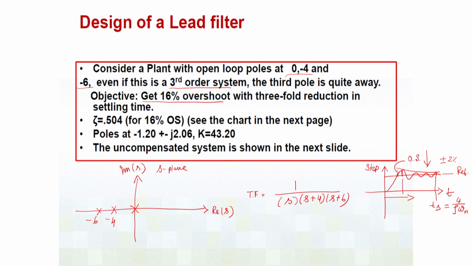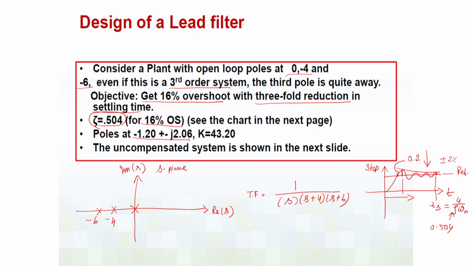So, this settling time is to be reduced threefold, that we have to keep in mind, and the overshoot should be less than or equal to 16%. Now, overshoot is directly related to the damping ratio. There is a formulation which will give you that 16% overshoot is equivalent to zeta as 0.504. So, this zeta value is 0.504. With this zeta value, if you look at the chart, you will be able to find the location of the poles.